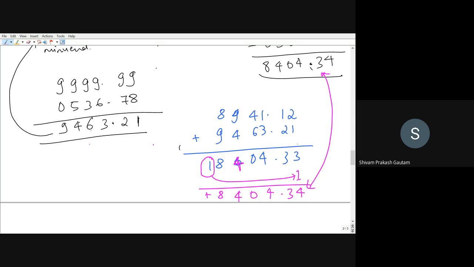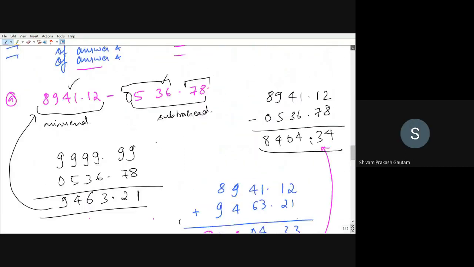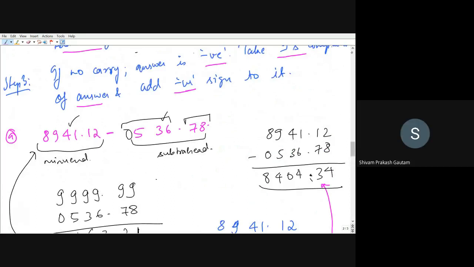Okay, while we are doing this, you will come to know more when we deal with binary. Is it clear? Is this example clear? We will take one more example.